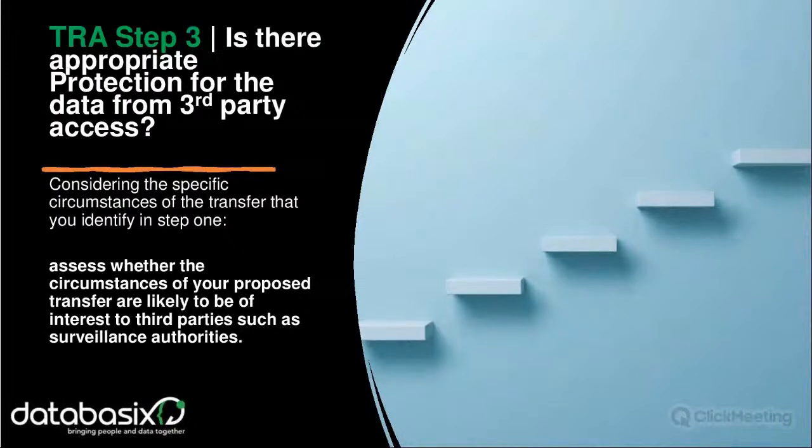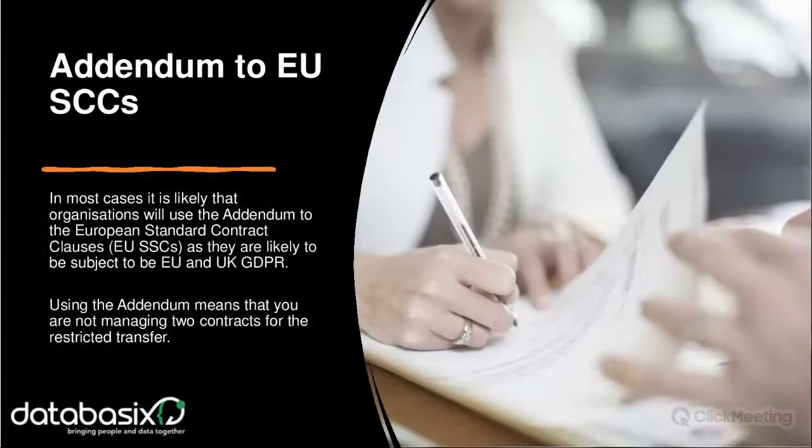And then the final consideration is considering the specific circumstances. So if you remember, I said, what are you transferring? Why are you transferring it? What's the mechanism of the transfer? What's your legal basis for transferring the data? Is it only a minimal amount of information? So assess whether the circumstances of your transfer are actually going to be of interest to third-party countries, such as surveillance. Because if it's not, then again, you're able to move on from this stage.